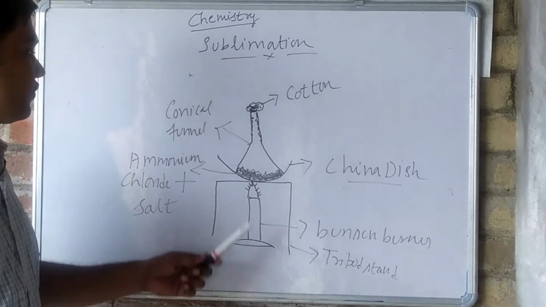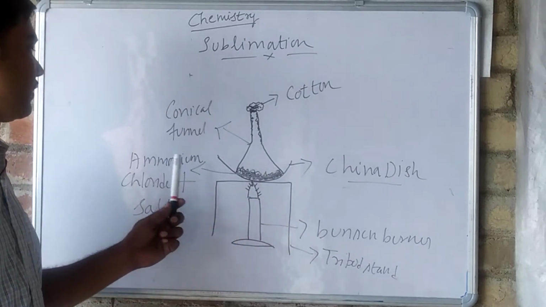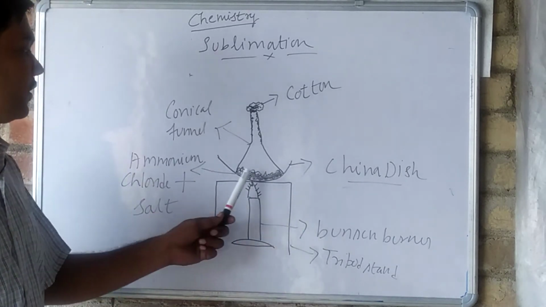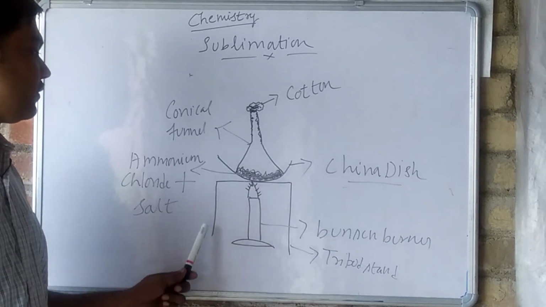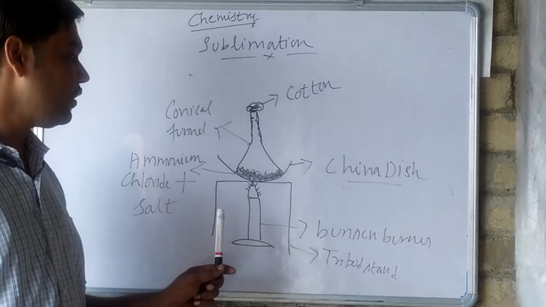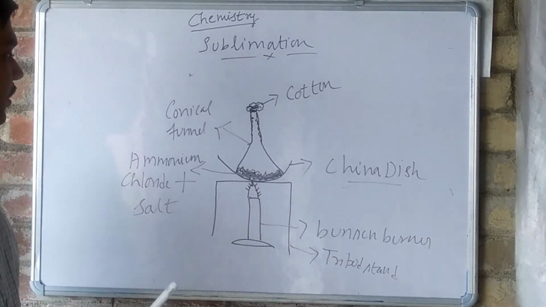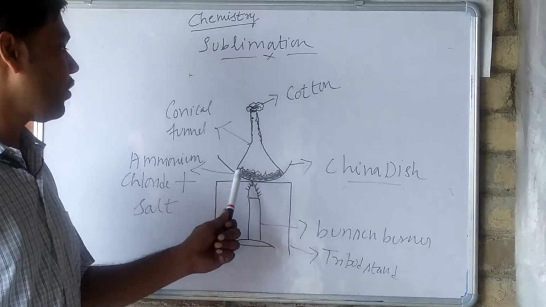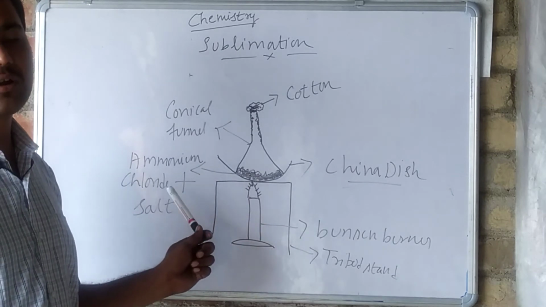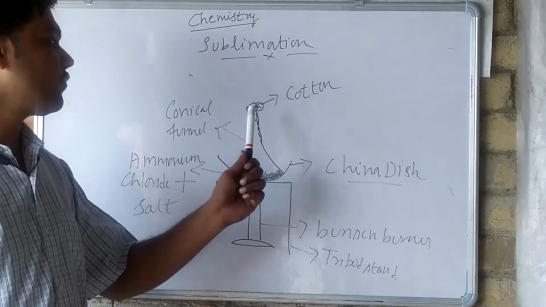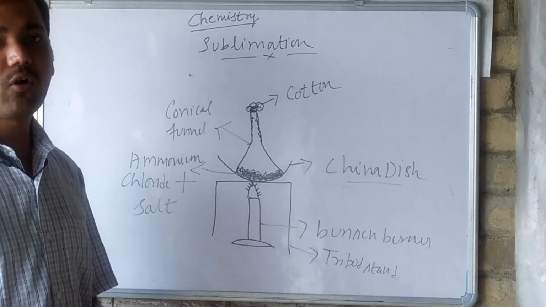We will have a China dish. On that China dish, ammonium chloride and salt solution is placed. It is kept on the tripod stand, and beneath the tripod stand we will light the Bunsen burner. Now above the mouth of that ammonium chloride and salt solution we will place the funnel, and the mouth of the funnel is plugged with the cotton.